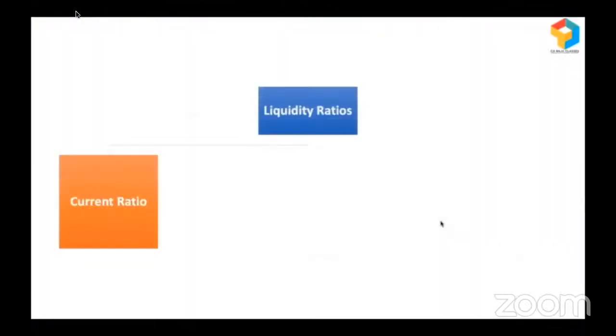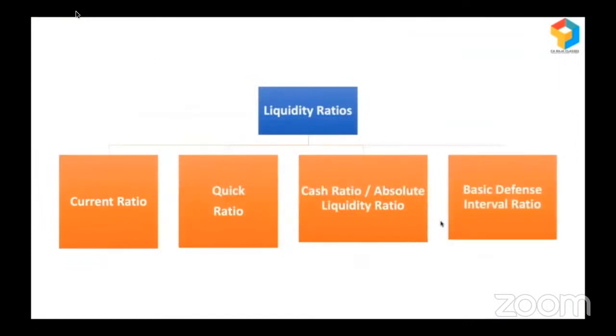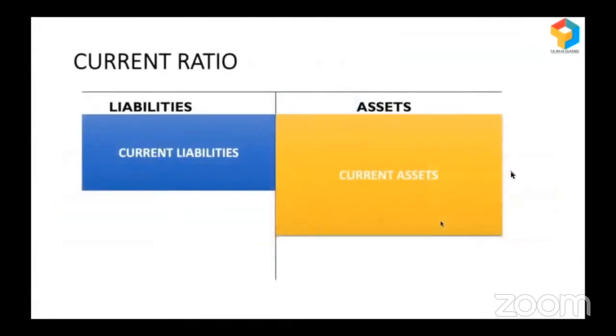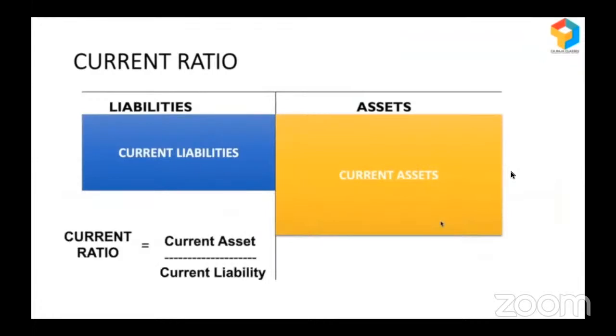With this understanding, let's get into liquidity ratios. Liquidity ratios are broadly classified into 4 ratios, and in this webinar we are going to focus on the first one that's very important, that is current ratio. We know how to calculate current ratio, which is current asset by current liability. The current ratio scenario should be like this: current assets should be greater than current liabilities.